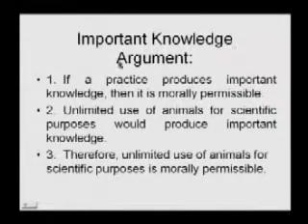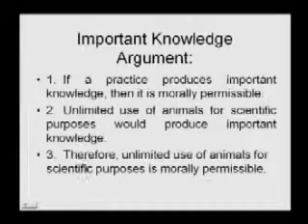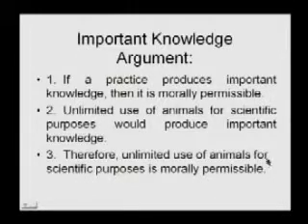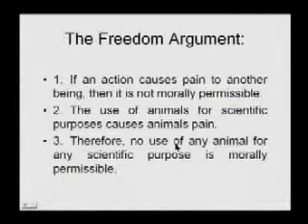Important knowledge argument then follows. If a practice produces important knowledge, then it is morally permissible. Unlimited use of animals for scientific purposes would produce important knowledge. Therefore, unlimited use of animals for scientific purposes is morally permissible.